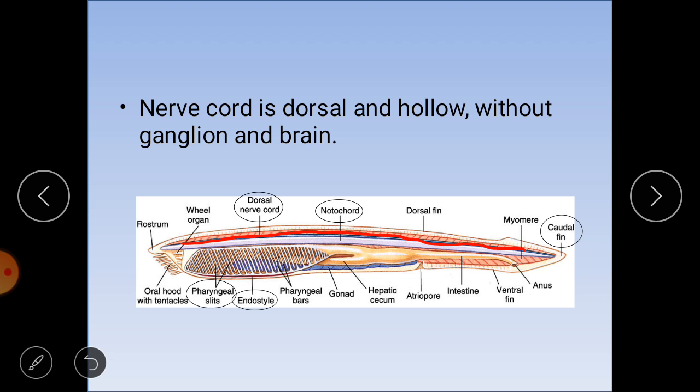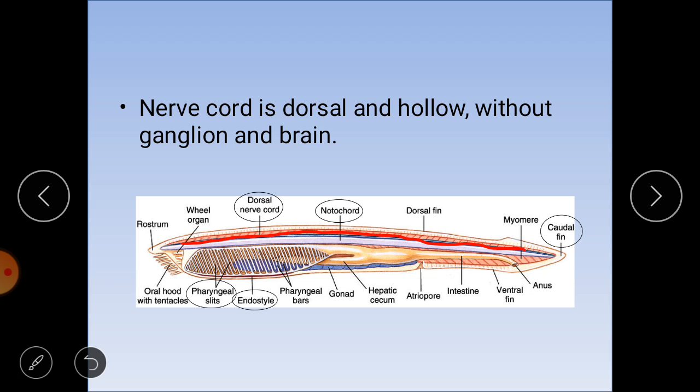So ganglion and brain means, you know that in higher chordates, the nerve cord continues to develop as a brain and spinal cord, right? But here, in case of cephalochordates, they are actually lower chordates, or we could also say protochordates, where they don't develop a brain, ganglion or spinal cord. Instead, it remains as it is, as a nerve cord. It means they have very simple, basic chordate characters. Okay, so that's about the nerve cord.